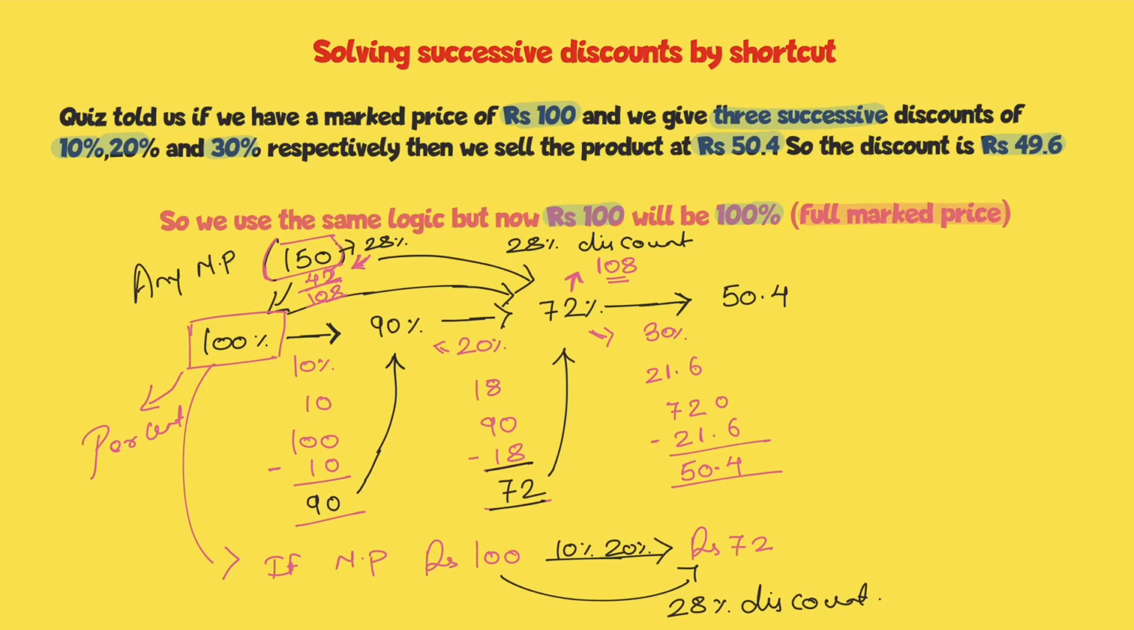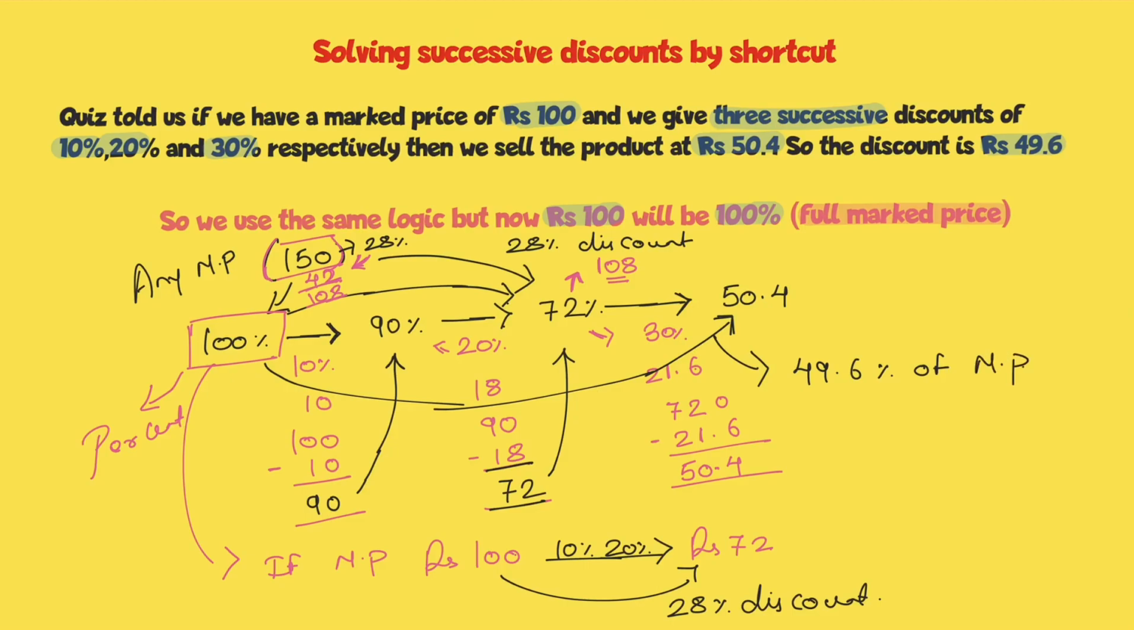100% of the mark price is being reduced to 50.4% of the mark price. So we are giving a discount of 49.6%. But everything now is in terms of percentage. So what is left right now is a 49.6% discount given off the mark price.